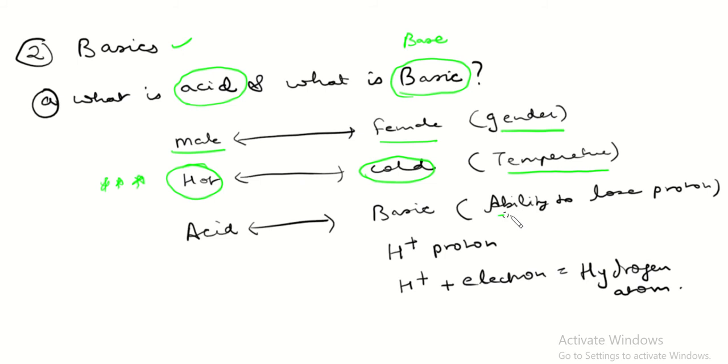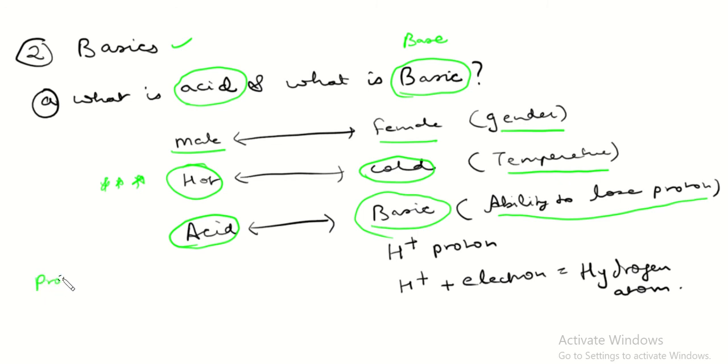The ability to lose a proton, the higher that ability, the more acidic a chemical or a compound is. The ability to accept a proton makes a compound more of a base. And that's what it is. Temperature describes a certain property, and acid and base describes another property.